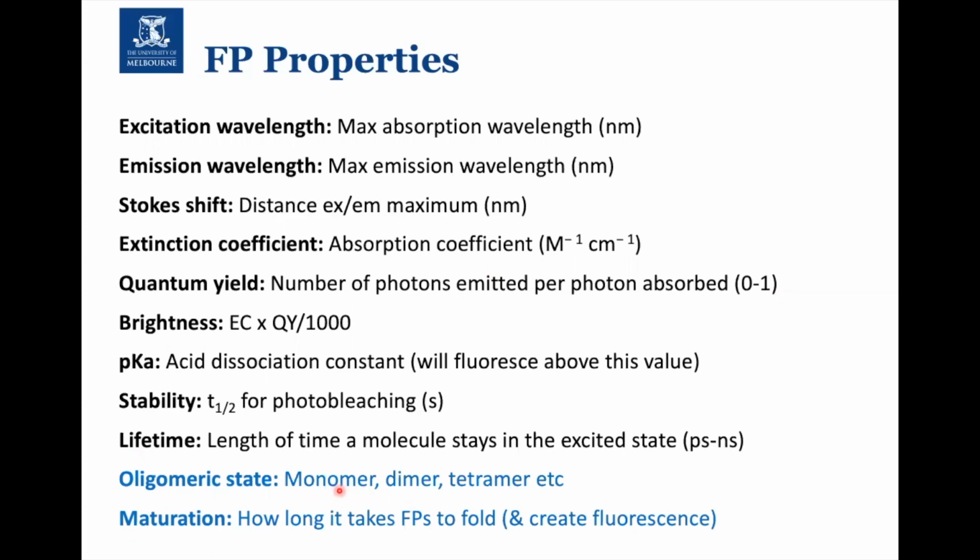If you're tagging your protein of interest with a molecule, you want to make sure that it's not going to dimerize and again change the behavior of the molecule you're investigating. The other thing to take into consideration is that because it's an amino acid, it has to fold correctly, and also the fluorophore has to form from these three molecules. So it can take a bit of time for the fluorescent protein to mature and get to a state where it can actually create fluorescence. So again, a consideration in terms of setting up your experiment.